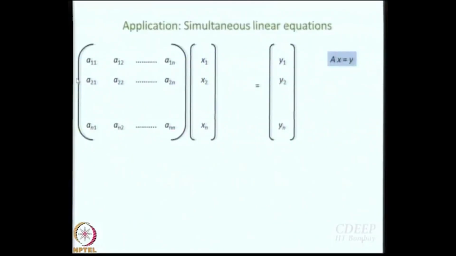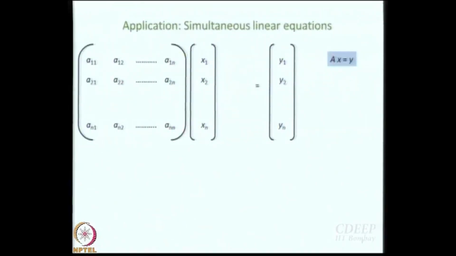This is the general form: A11, A12, etc. up to A1n, and then the column goes A11, A21 all the way up to An1, and then you can fill in all the n by n elements. So, when this matrix operates on x1, x2, etc. up to xn, then you get y1, y2, etc. up to yn. I hope you are all familiar with this.